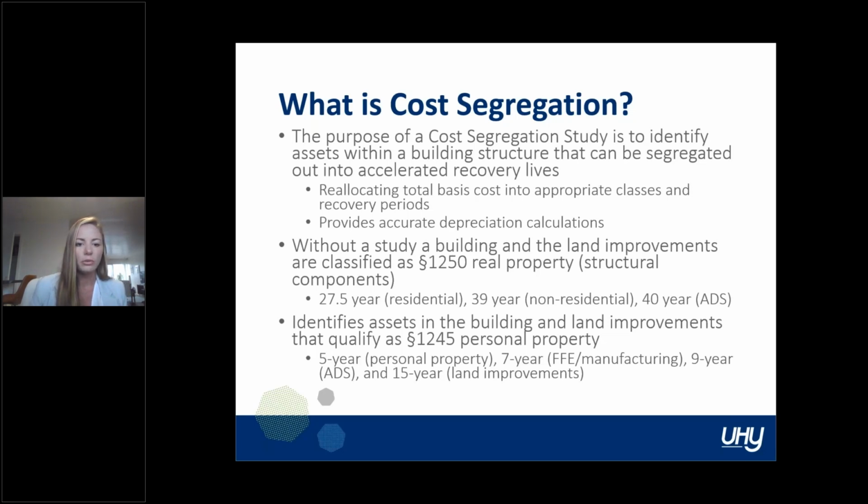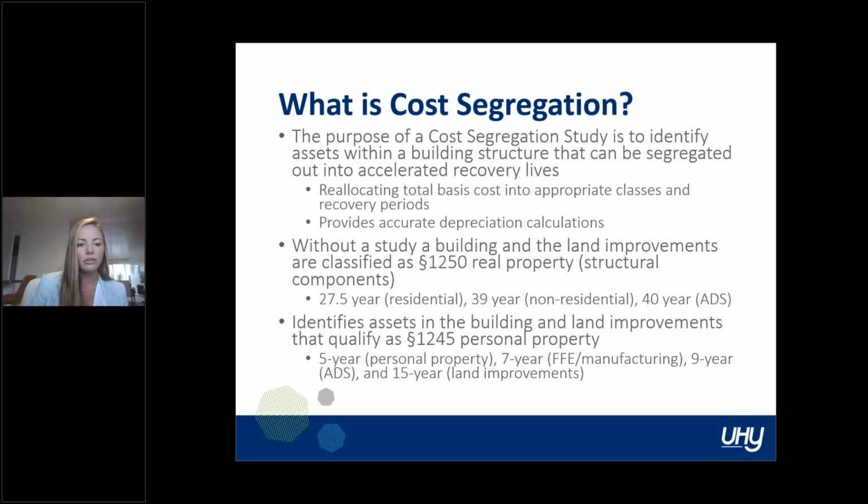Without a study, a building and the land improvements would typically just go on the depreciation schedule as a 1250 real property asset, and it's considered to be a structural component. So this would be depreciated over a 27.5-year period if it's a residential property. So that would be like apartment homes. 39-year if it's non-residential, and then 40-year if you're using the ADS method instead of MACRS. In those long recovery lives, the depreciation expense would be calculated over those recovery lives, leaving very little depreciation expense and very little tax benefit.